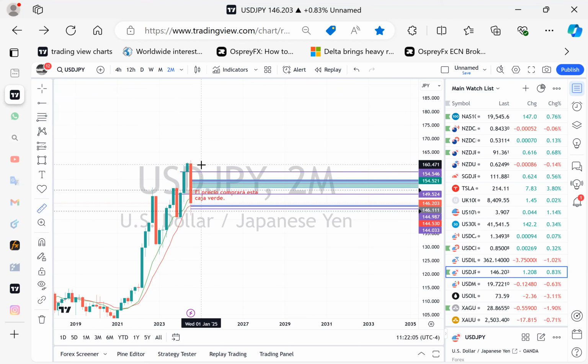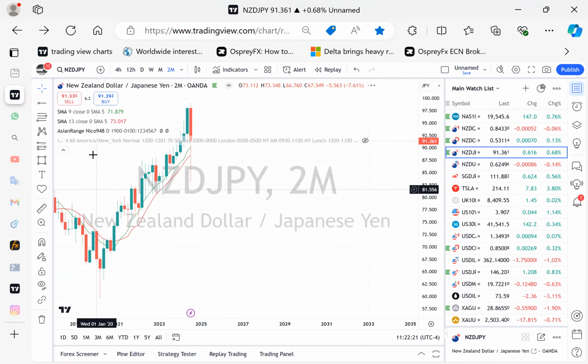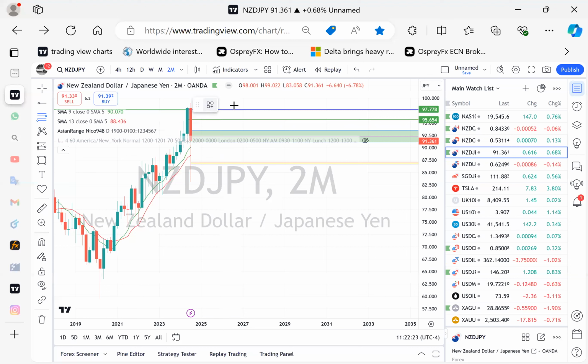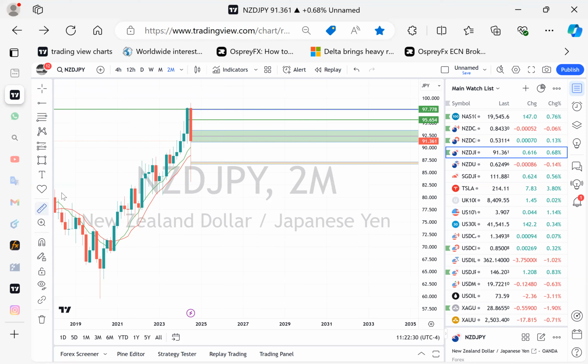So UJ traveled from wick to wick, 2,000 pips. If UJ pulls back halfway, that's 1,000 pip gain, guy. You can't make this up. Let's look at NJ, another pair that traveled a bunch of pips. All right, what's the difference between UJ and NJ? NJ has retraced a lot more than UJ.